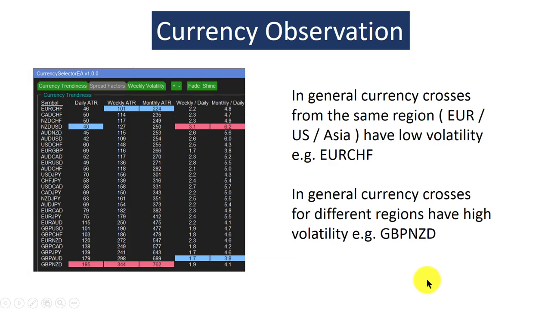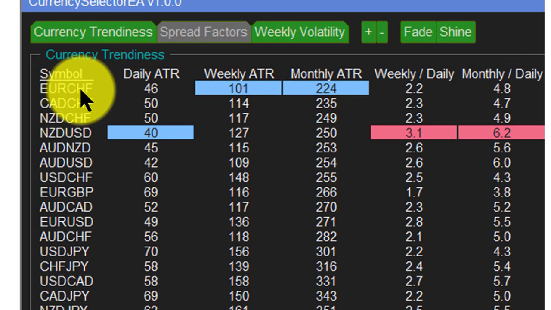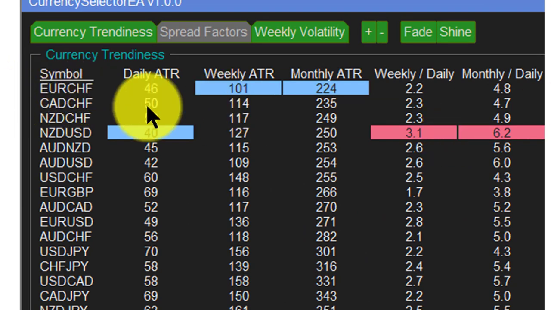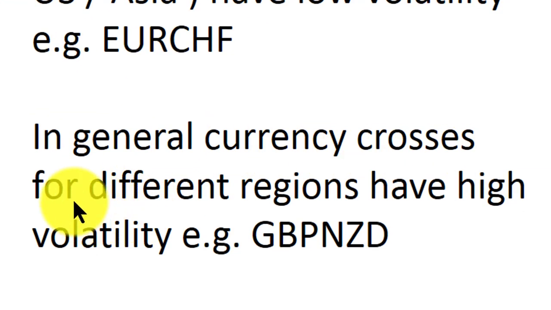Now here's an interesting observation that I've made. I haven't really seen this mentioned elsewhere in the Forex industry, but one thing that I've noticed is that, in general, currency crosses from the same region, so it's either the European region or the US region or the Asian region, have low volatility. And there we see an example, the euro franc. The euro is from Europe and the franc is from Europe, so they have low volatility, and you can see that's happening there. And in general, currency crosses for different regions have high volatility.